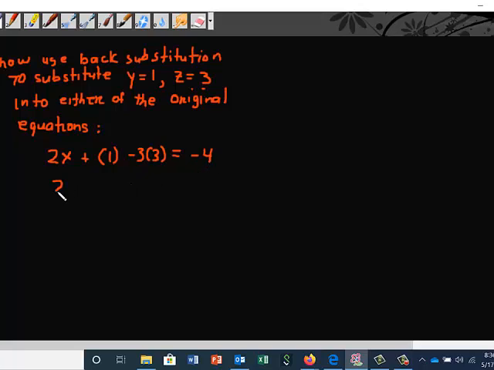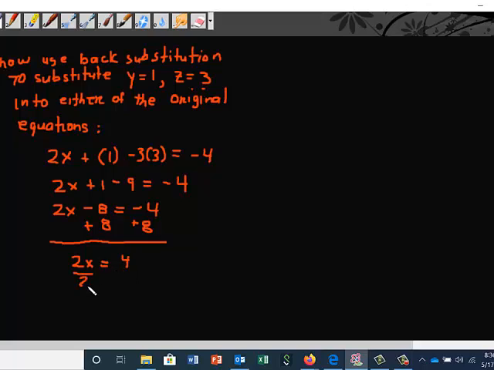Okay, so this will be 2x plus 1 minus 9 equals negative 4. So 2x minus 8 is equal to negative 4. So now we add 8 to both sides, and 2x is equal to 4. Dividing by 2 on both sides, x is going to equal 2.